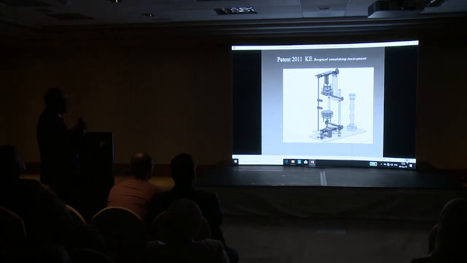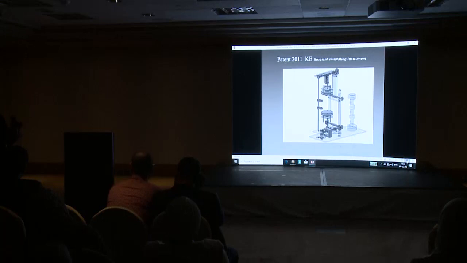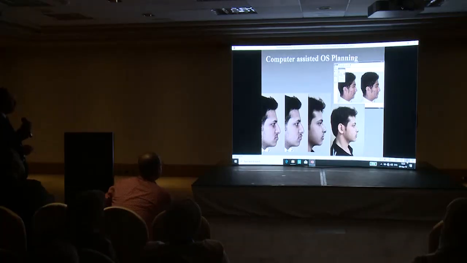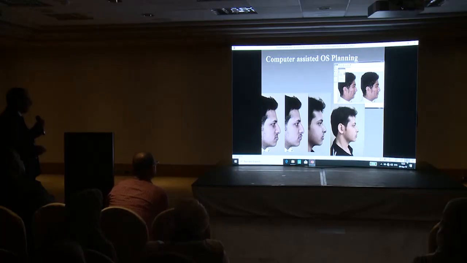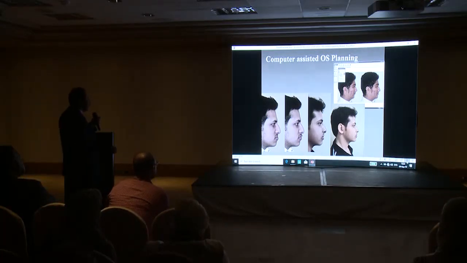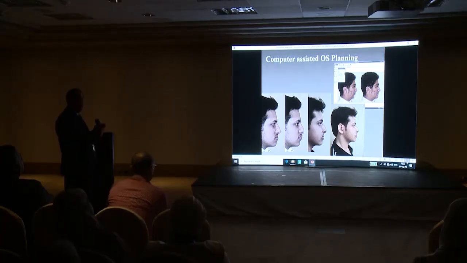If you activate any of these nuts, you will move the model in the direction you would like. You can move the model anteroposterior, transverse, and even rotate and up and down. Yeah, we now have computer-assisted orthognathic surgical planning. You see here the patient pre-operative, and we can put the patient photo and X-ray and combine them together and simulate the surgery, and we see how the patient will look after surgery.